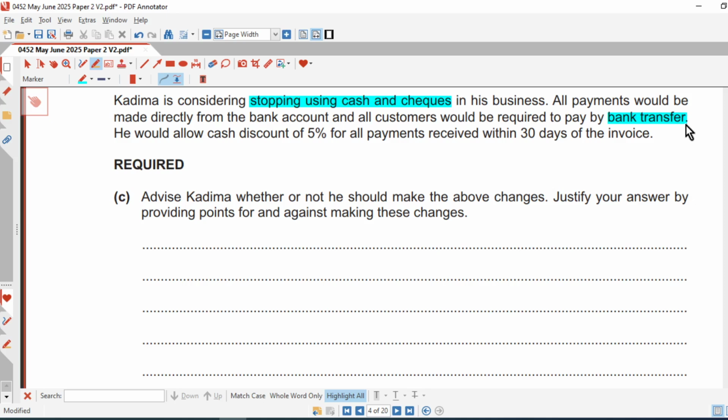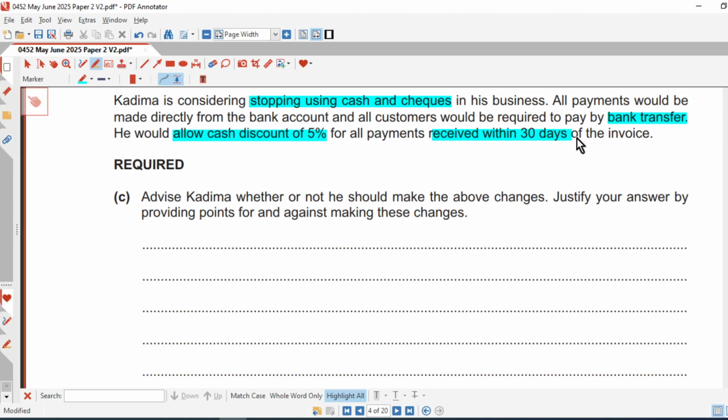So shifting into the modern era here. He would allow cash discount of 5% for all payments received within 30 days of the invoice. So that's your second change. The first, you're going to stop using cash and checks. You're going to start moving into the modern era, everything by bank transfer. And number two, you're going to encourage early payment by giving a 5% cash discount. Alright, so two changes right here.